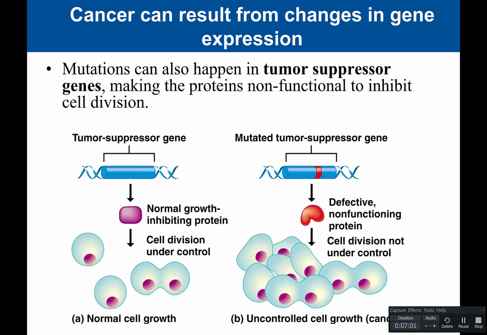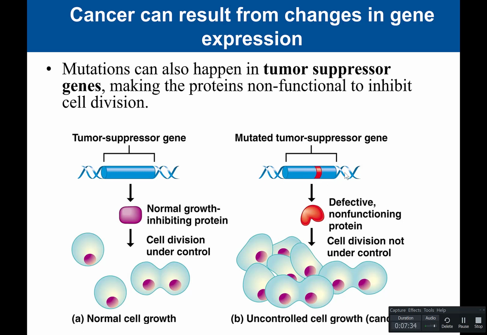Mutations also can happen in tumor suppressor genes. And so a tumor suppressor gene, remember, is like the brakes. That gene is going to produce a protein that is normally a growth inhibiting protein, meaning that that protein is normally there to inhibit cell division. And that helps to regulate cell division so that it divides when it needs to and it turns off when it doesn't. We could get a mutation in this tumor suppressor gene.